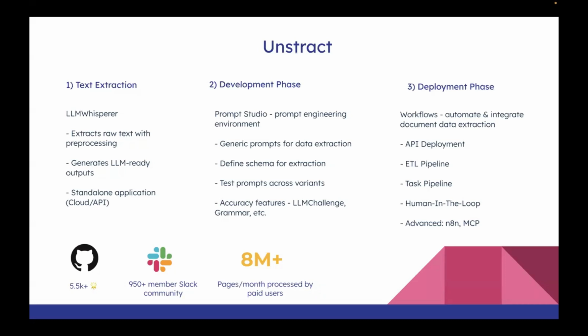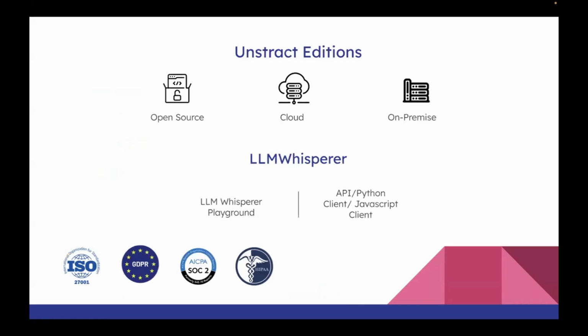So that said, here are again a few numbers that would throw light on the platform. Currently, Unstract has over 5.5K stars on GitHub, a 950 plus member Slack community, and around 8 million plus pages that are currently being processed by paid users alone per month. So that said, here are the different editions that Unstract and LLM Whisperer come in. Unstract is also available as an open source offering with limited features for you to try it out on your own and experiment with it. And we also offer a cloud offering as well as an on-prem version.